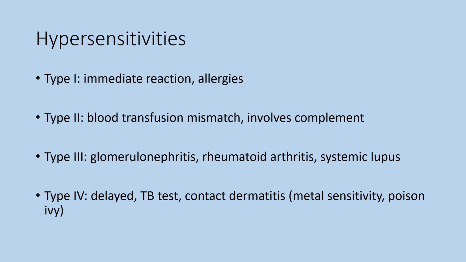Contact dermatitis is another example, where once again you touch something that you have a sensitivity to. Some people have a metal sensitivity, so with jewelry, they may have to be careful of the type of metal it's made from. Poison ivy: do you break out in a rash as soon as you touch it? Not usually. It's delayed.